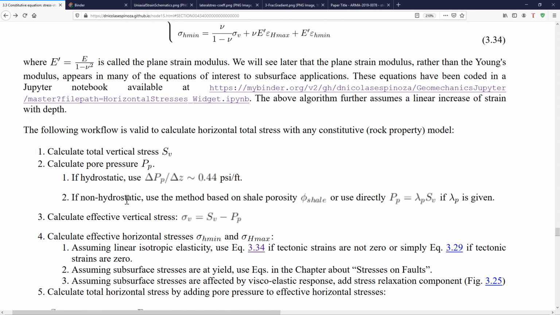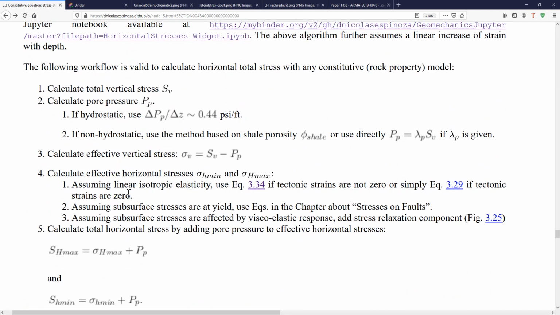And here in this problem, it's over here, problem 344, but right before that, you have the general workflow that you have to follow in order to calculate horizontal stress. Let me go through that very quickly until this code starts running. First of all, always calculate total vertical stress. Second, calculate pore pressure or measure pore pressure. Sometimes, if we know the place is hydrostatic, we can just use this gradient. Some other times, if it's not hydrostatic, we have also learned the method that uses shale porosity in order to calculate that pore pressure. Or some other times, we might be given the overpressure parameter directly, and with that, we just calculate the pore pressure from the overpressure parameter and the total vertical stress.